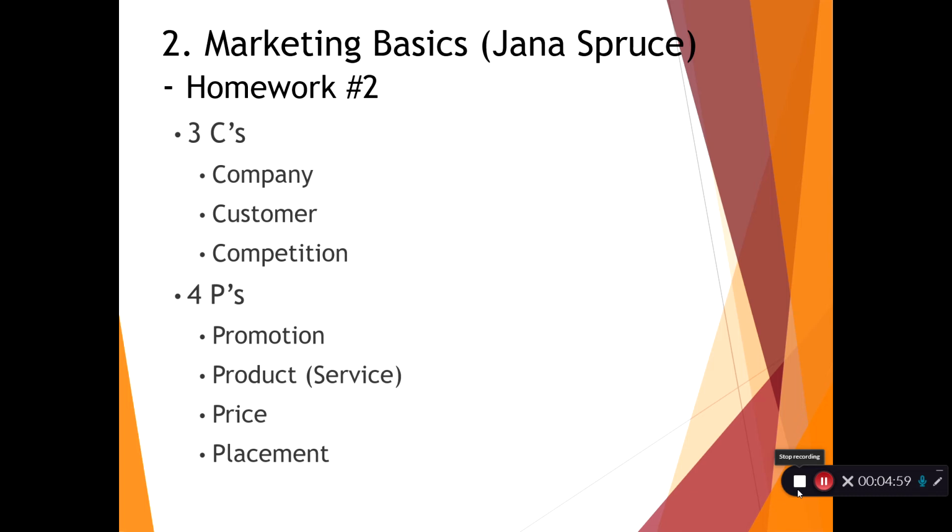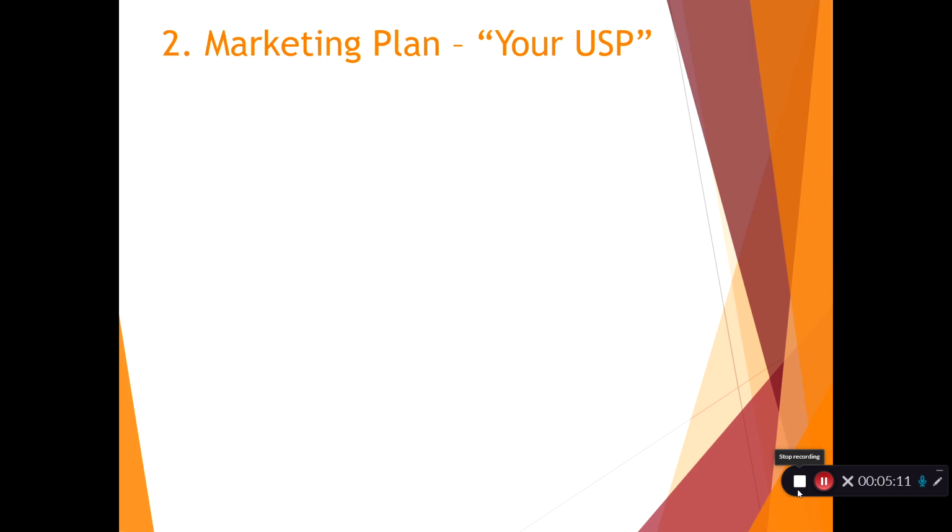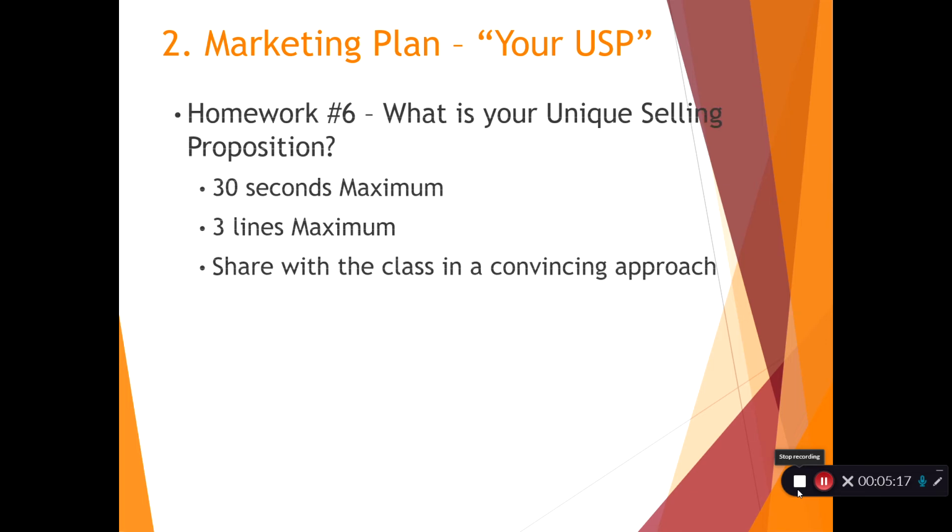And the 4 P's being promotion, product, price, and placement. Be sure to understand what each of these are as it would relate to the final exam that we have coming up, and know what their differences are. Now, when we get into a marketing plan, we can also talk about your unique selling proposition, or your USP.